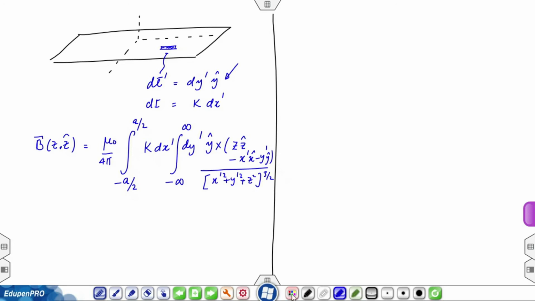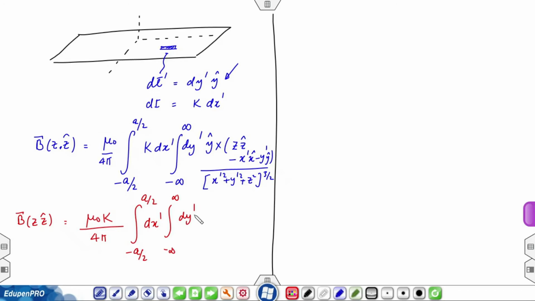That is going to be your answer. So, let us see what it comes out to be. B z comes out to be mu naught, k is a constant so it can be taken out, over 4 pi, integration minus a by 2 to a by 2 dx prime, minus infinity to infinity dy prime. y cross z is x, so I can write the top as z x. y cross x is minus z, so I can write this as plus x prime z, and the last term is 0, divided by x prime square plus y prime square plus z square raised to 3 by 2. That is as simple as that.